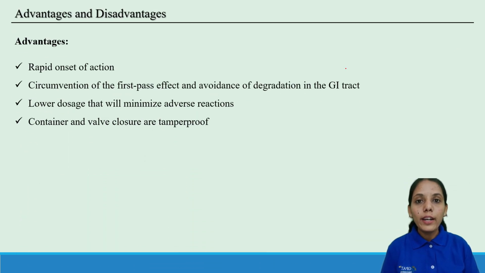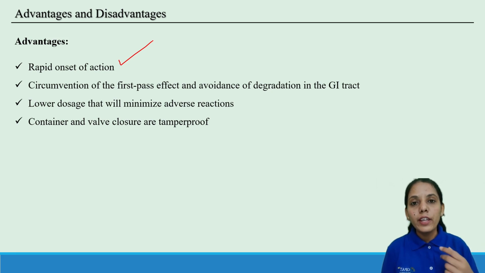Now let's see advantages and disadvantages. Advantage is rapid onset of action. Unlike oral dosage forms, which have to go inside the body of the patient, with disintegration, dissolution, and various steps, and afterwards go into your blood circulation, so the action takes some time. But unlike these dosage forms, whenever you spray something, it will directly get absorbed into blood circulation. Hence, the action is very fast. So rapid onset of action.